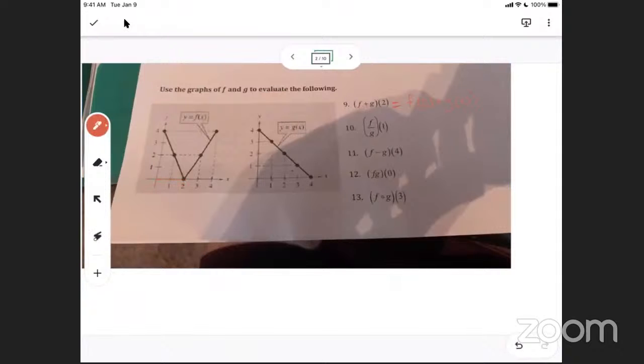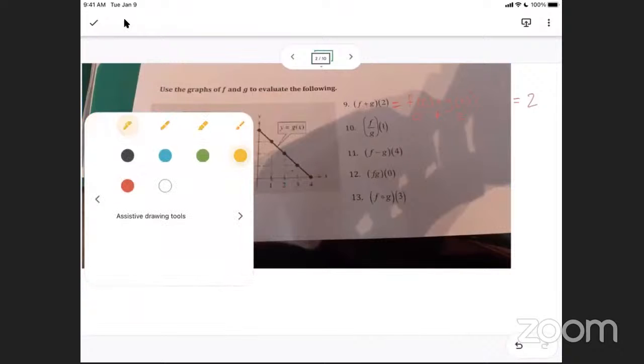So when x equals 2, what's y equal? 0. 0, perfect. So this is 0 plus, what's g of 2? Go to your g graph, go to your 2, and then go up or down to the graph, and then go over from there to find out what the y value is. So when the x value is 2, the y value is? 2. 2 as well. So what's f plus g of 2? 2. It's 2.